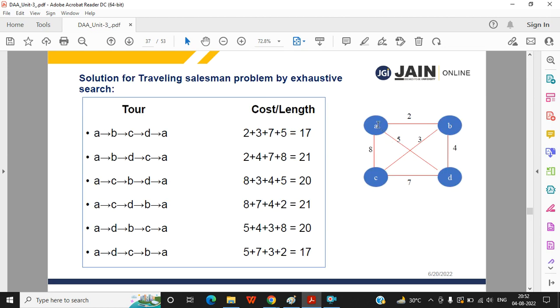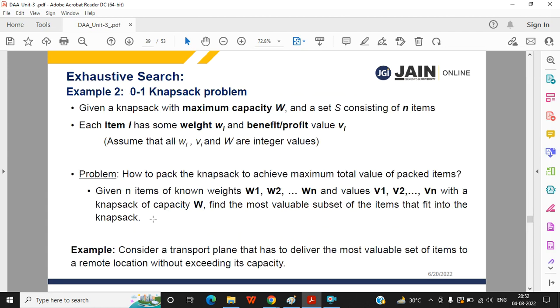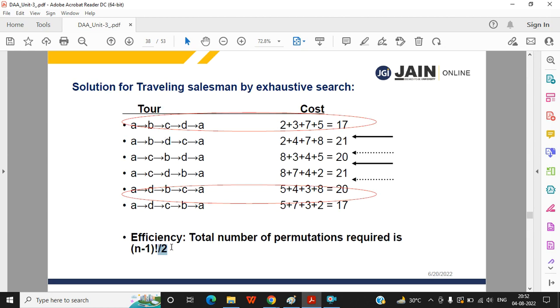Because see here, if you start from A and move in this direction, you can also move in this direction too. It is one and the same; the sum will also remain the same. That is the reason we are getting pairs, so divided by 2. This is the reason for dividing by 2.